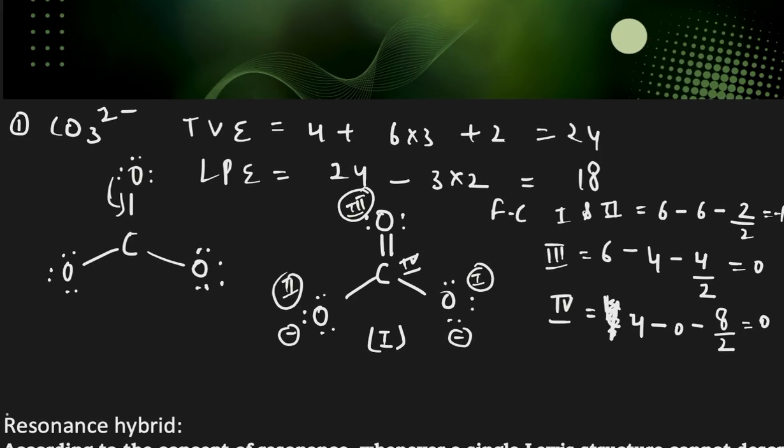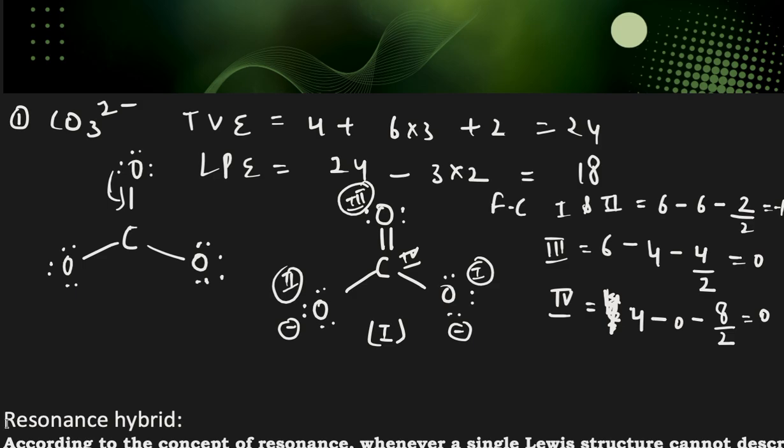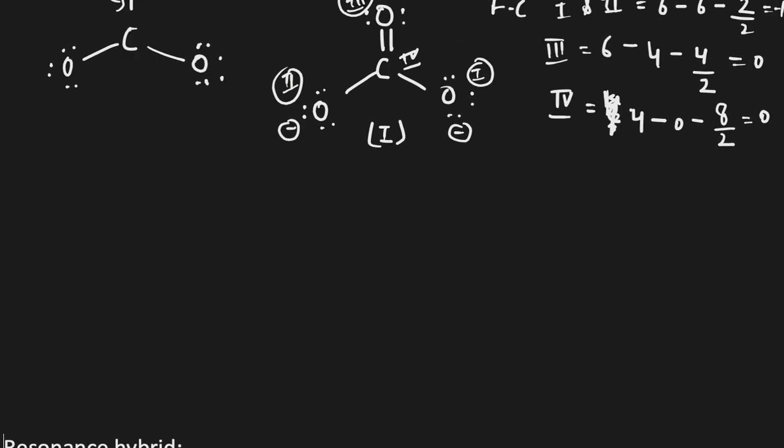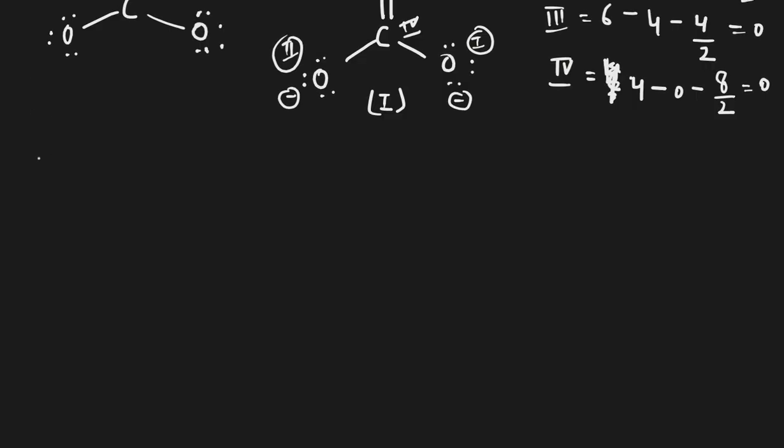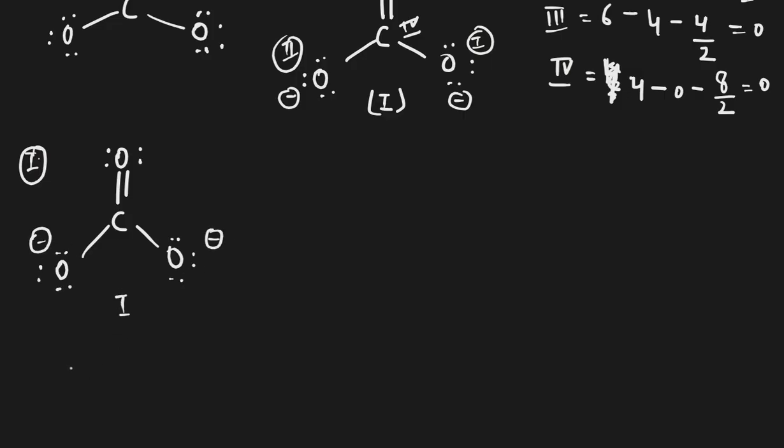So if I have to rewrite this, just a second. So if I have to rewrite this, I can rewrite this structure 1 as carbon, double bond oxygen, 2 lone pair, this oxygen, 1, 2, 3, 4, 5, 6, 1, 2, 3, 4, 5, 6. This has negative charge, this has negative charge. So this is first structure.